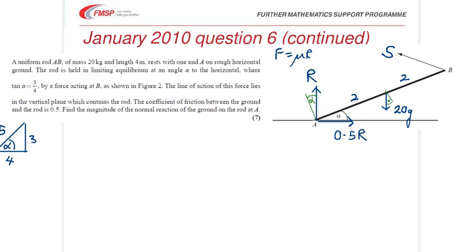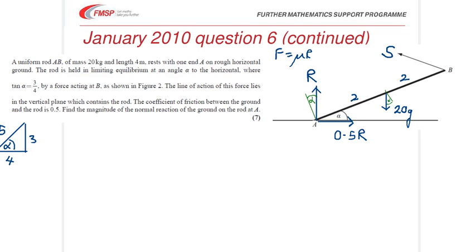Sounds straightforward enough, but the problem is, as far as the force at the other end of the rod is concerned, the force acting at B here, we don't know the direction it acts in. I've just shown it there as a force S. So the temptation with this question is to take moments about A, because that's what we tend to do in questions like this, because there are two forces acting through A. But since we don't know the angle, the direction of S, that's going to cause us problems.